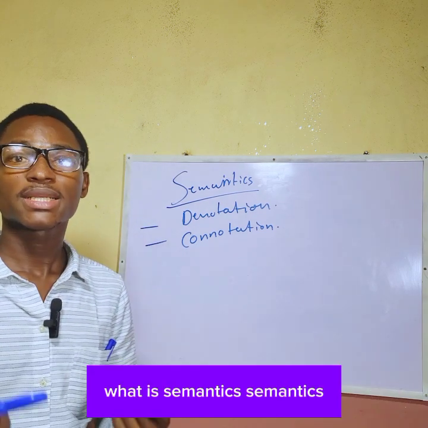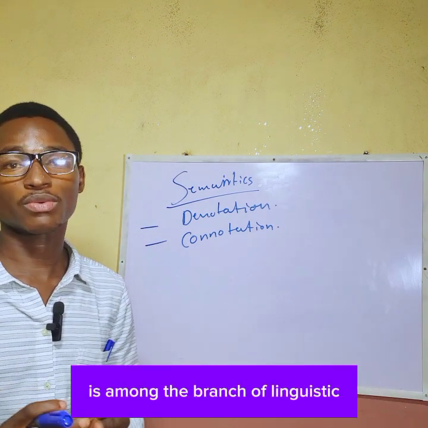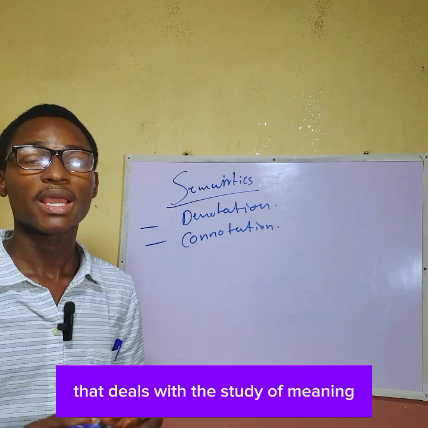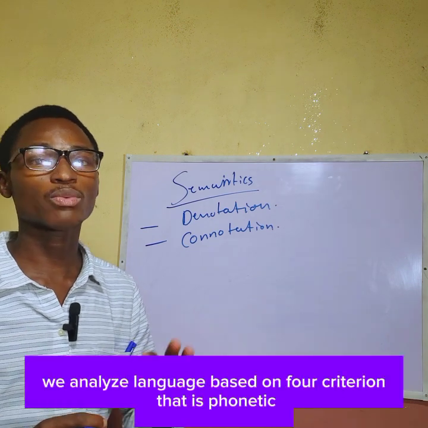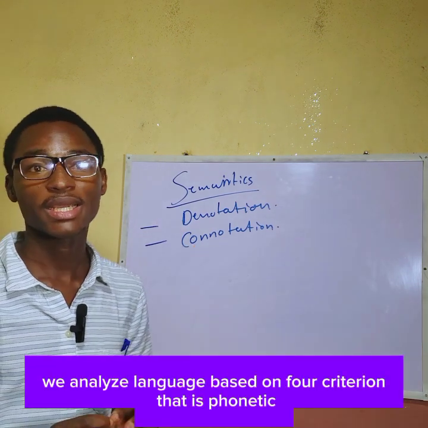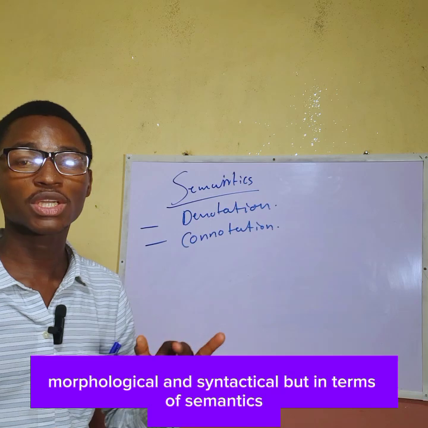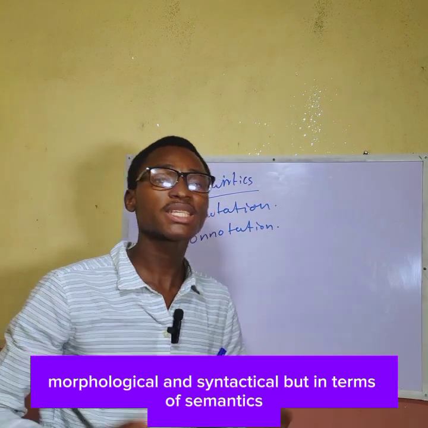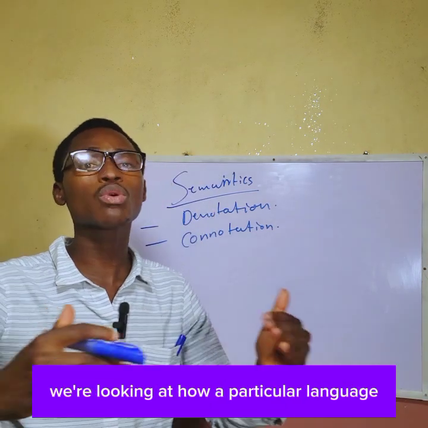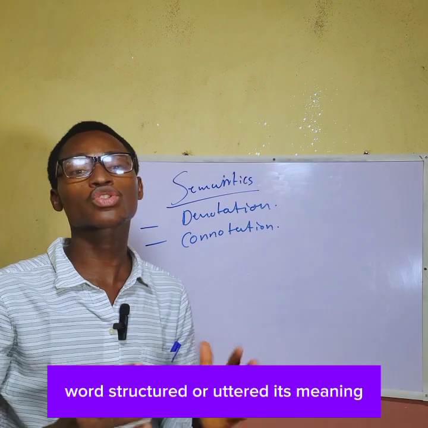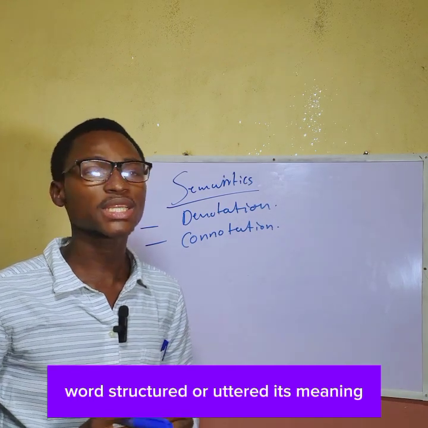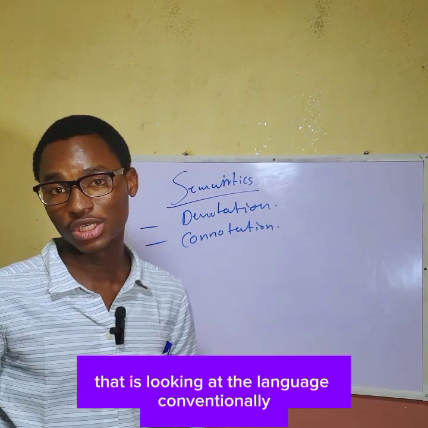What is semantics? Semantics is among the branches of linguistics that deals with the study of meaning. In analyzing a language, we analyze it based on four criteria: that is phonetic, morphological, and syntactical. But in terms of semantics, we are looking at how a particular language was structured or aided its meaning. That is looking at the language conventionally.